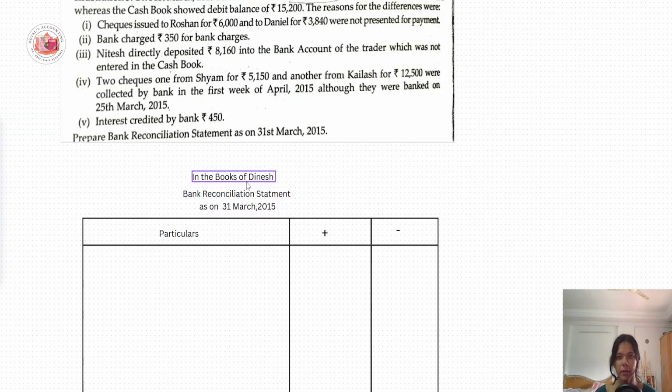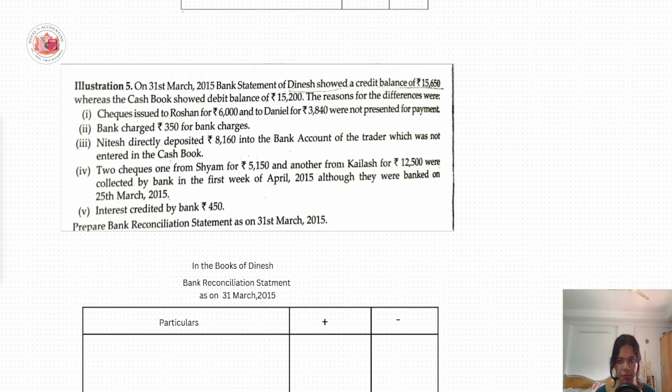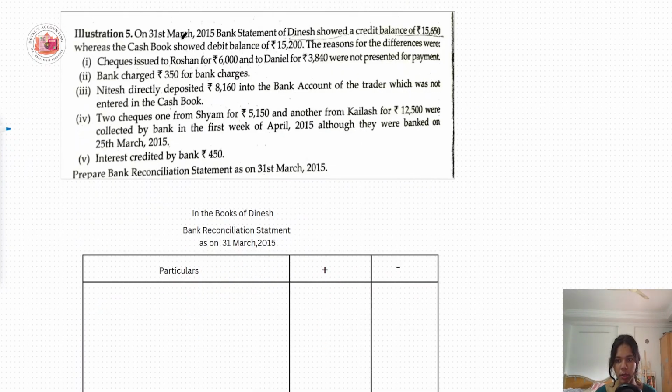So here I have created the pro forma in the books of Dinesh, bank reconciliation statement as on 31st March 2015. On 31st March 2015, the bank statement of Dinesh showed a credit balance of rupees 15,650, whereas the cash book showed a debit balance of 15,200. So that means in this case both my passbook balance and my cash book balance are favorable, but there is a difference of 450 rupees. Now the reasons for the differences are given as below.